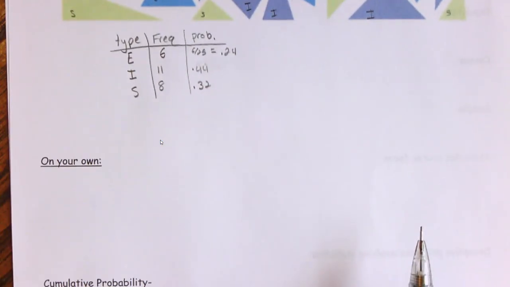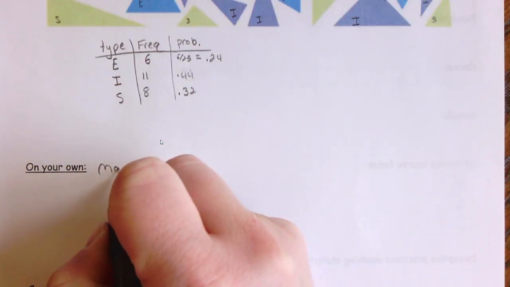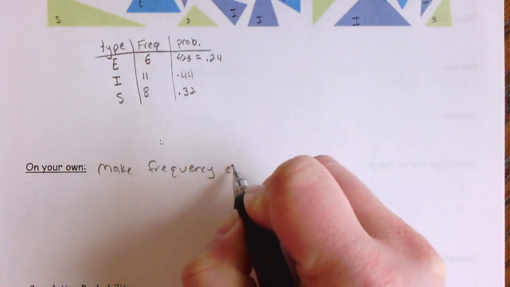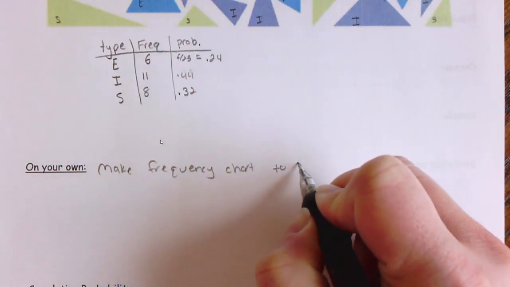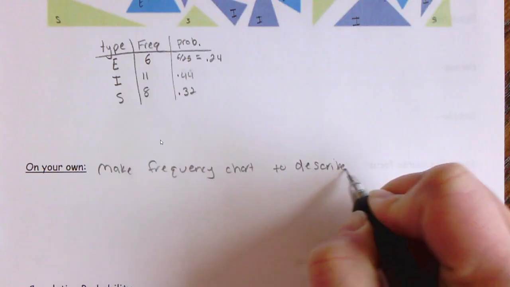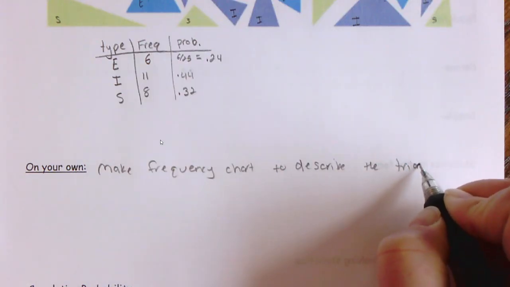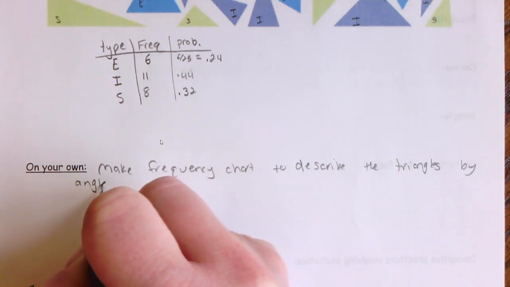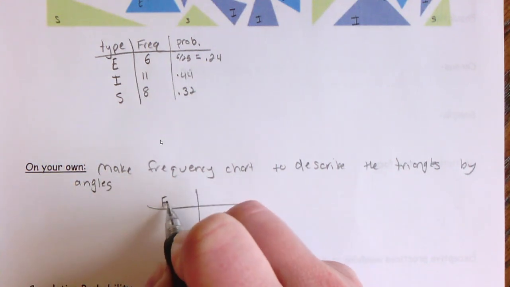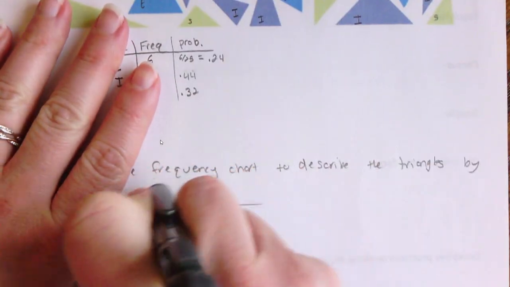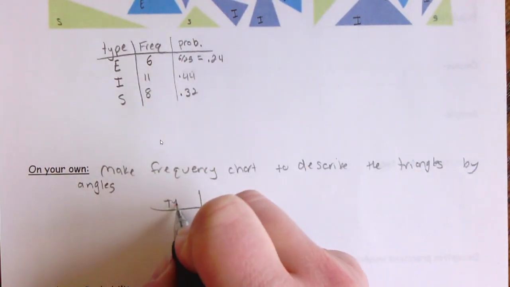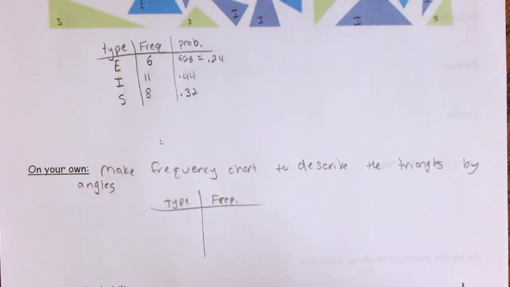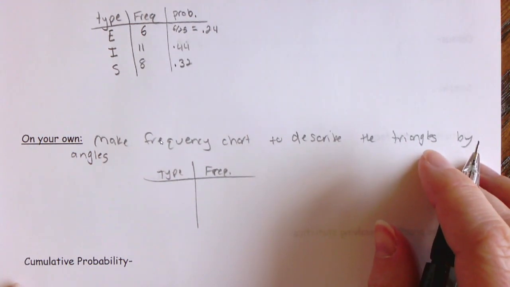Okay, so on your own, I want you to make a frequency chart to describe the triangles by their angles. So before you get started, we want the type and the frequency. What are the 3 types of triangles when I label them by their angles?